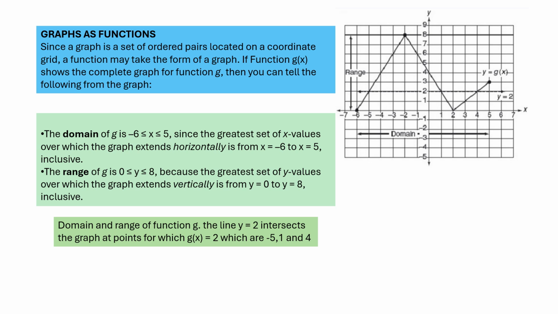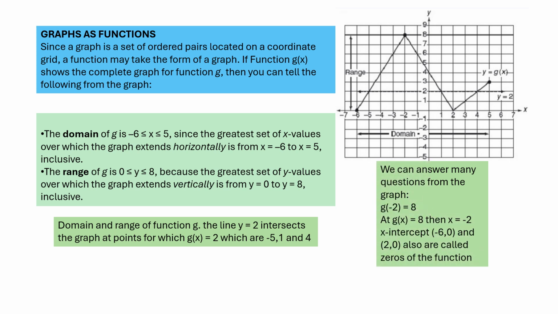The line y equal 2 intersects the graph at points where g of x equals 2, which is x equal -5 or 1. If you draw a line horizontally at 2, there are solutions at -5, at 1, at 5 and at 4. We can answer many questions from the graph.